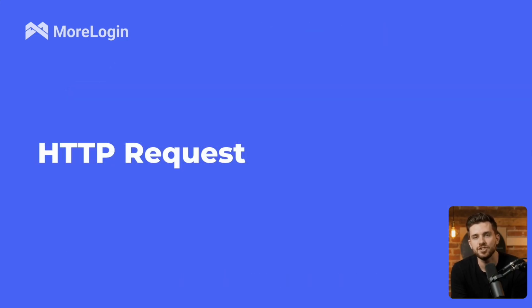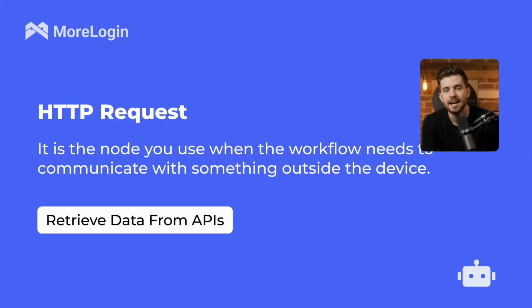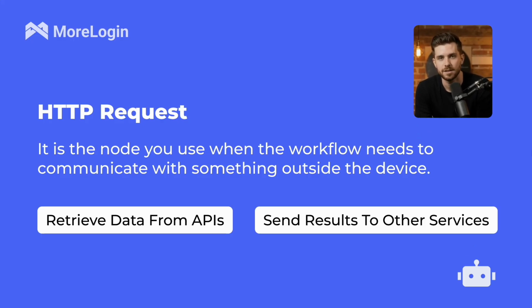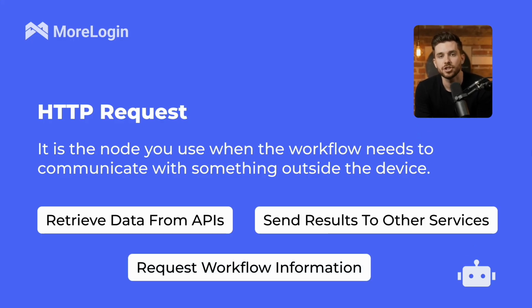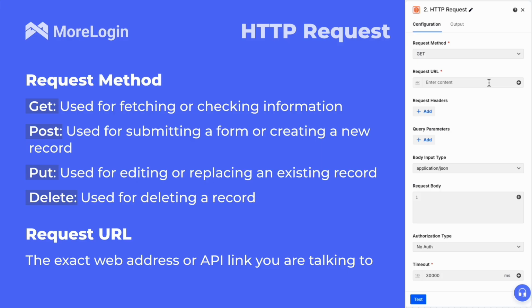Then let's move to HTTP request. It is the node you use when the workflow needs to communicate with something outside the device. That may mean fetching data from an API, sending results to another service, or requesting information the workflow will use later. Here you will see 4 request methods. Then we have request URL, which is the address the request is sent to. After that, there are several fields that shape the request itself.